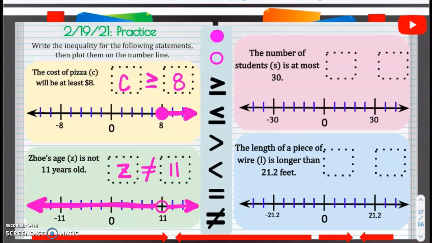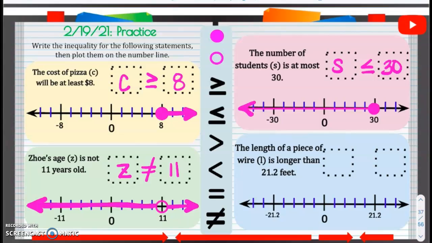All right, the number of students, S, is at most 30. So the number is at most 30, so it can be less than or equal to 30. So at most, so you can't go past 30, so 30 is going to be either greater than or equal to that student number. We are going to have a closed circle here. And it's going to be at most of 30, so it can be less than that. Maybe there's students in the negatives, sure.